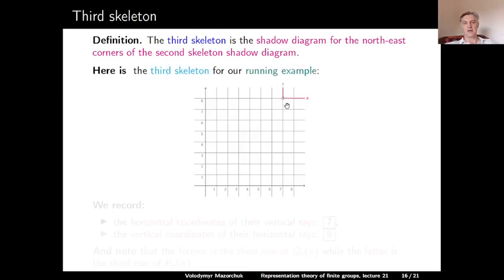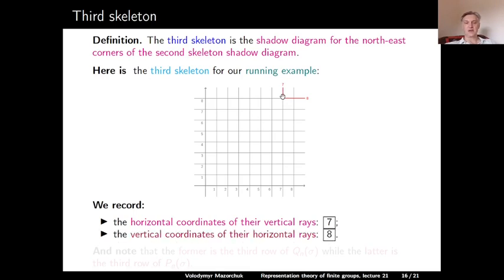And in our running example, it consists only of one shadow line, which has this point (7, 8). And in this shadow line, the horizontal coordinate of the unique vertical ray is 7, and the vertical coordinate of the horizontal ray is 8. And we again observe that this agrees with the third row in Qn of sigma and respectively with the third row in Pn of sigma.